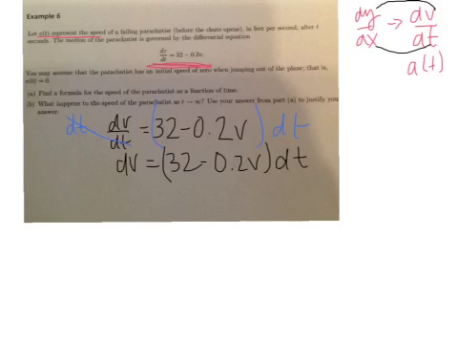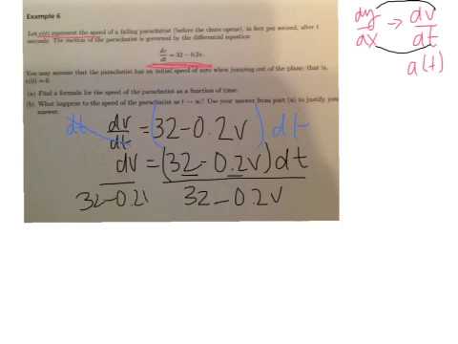And now we need our v's on the other side. We can't just move this term over, because dt is multiplied by both of these things. We need to divide by that whole thing. And so I'm going to divide both sides by 32 minus 0.2v. That's just an algebraic thing that we need to remember. So we have 1 over 32 minus 0.2v dv equals dt.